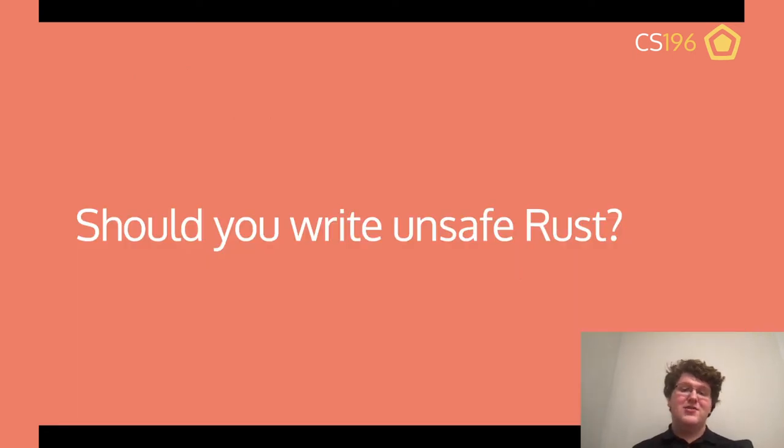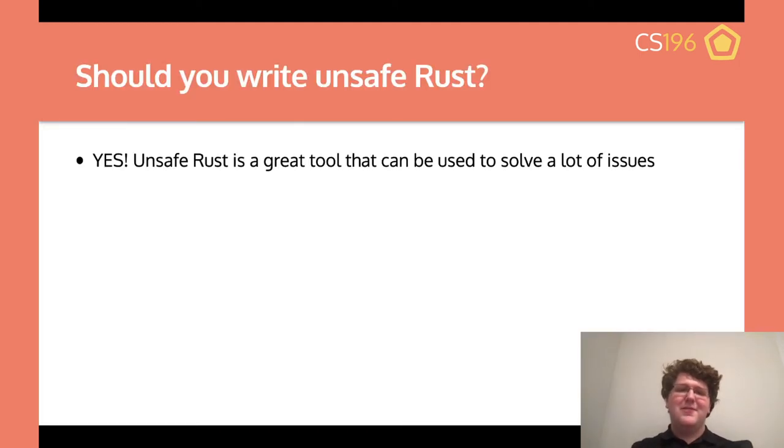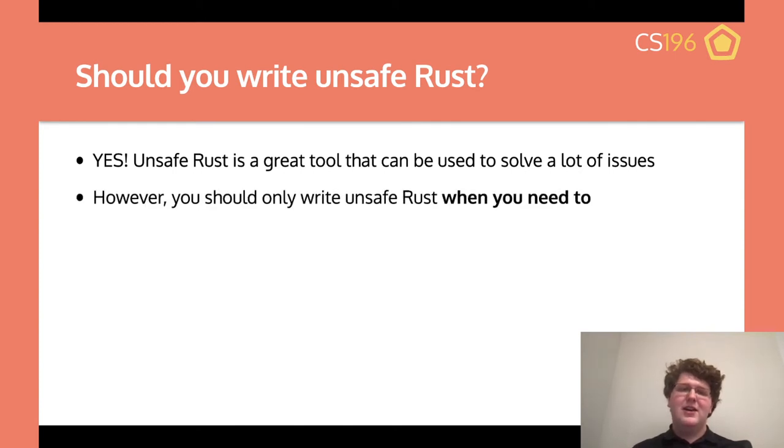So, should you write unsafe Rust? Well, the answer is complicated, but in general, yes. Unsafe Rust is a great tool, and it will solve a bunch of issues, right? It helps you solve issues that the compiler cannot check. However, when you're writing unsafe Rust, you need to be sure that you need to use it, right? You need to be very careful to not write too much of it, because unsafe Rust is a great way to cause bugs. Whereas if you're writing safe Rust, then you're less likely to make those bugs.